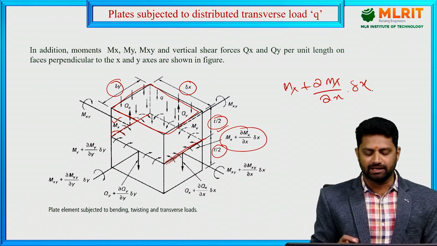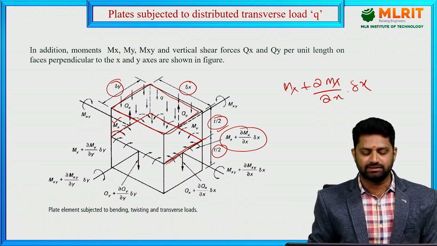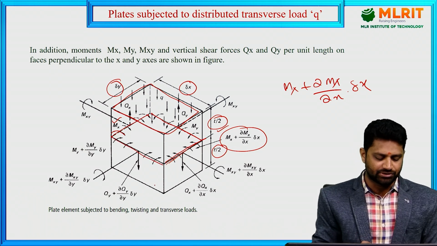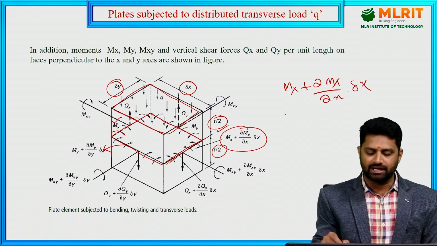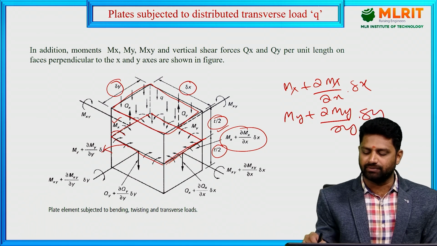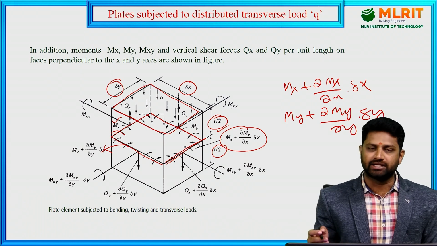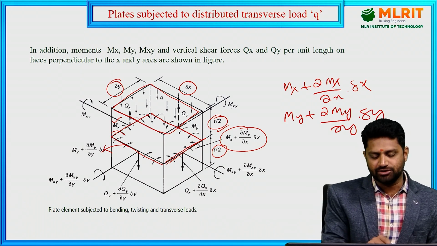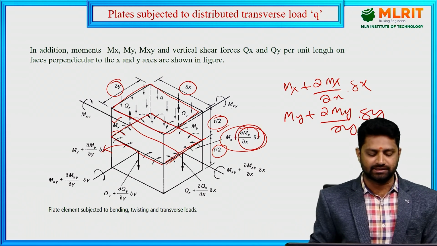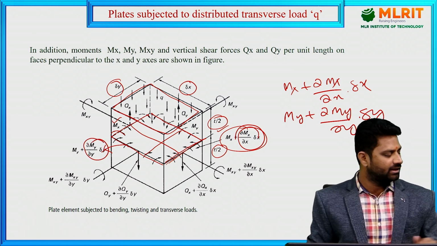Similarly, you can observe one more thing: the moment along this axis is my, and on the opposite edge, let us assume the moment as my plus dou my by dou y into delta y. Now it is very, very important why we are taking the incremental length with respect to x and with respect to y. As we move along the x-axis, we take the increment as dou mx by dou x into delta x, and as we move along the y-axis, we take the increment as dou my by dou y.